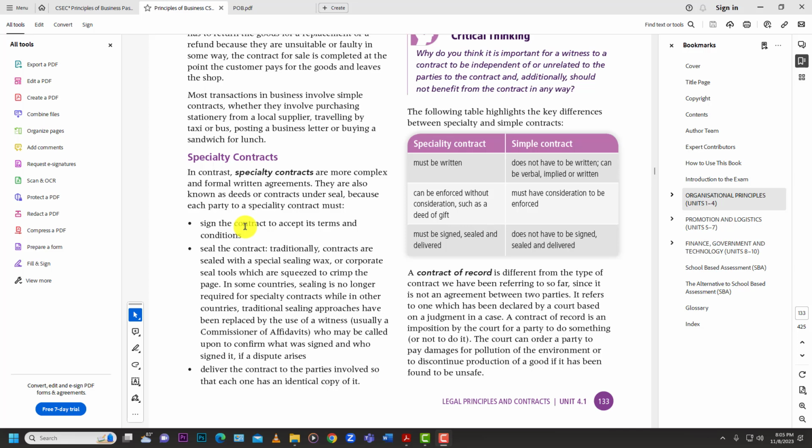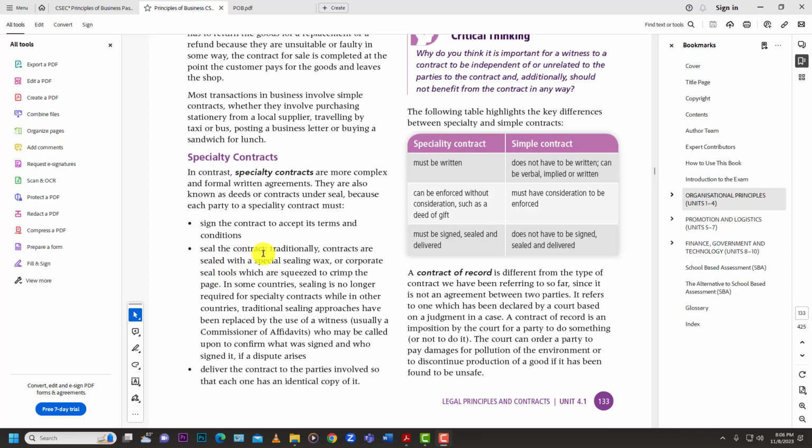Remember, it's 6 marks, so we're looking at 2 marks each, so at least 1 sentence to explain what has to happen here. So it has to be signed by the parties involved, for sure. And that means all of us agree to the terms, and so we read it, and we signed. That's what we're saying here. We read it, we agree, so we put our own signature on that contract.